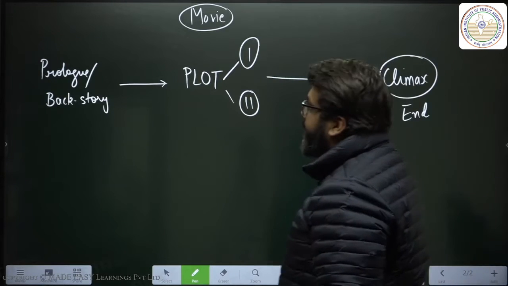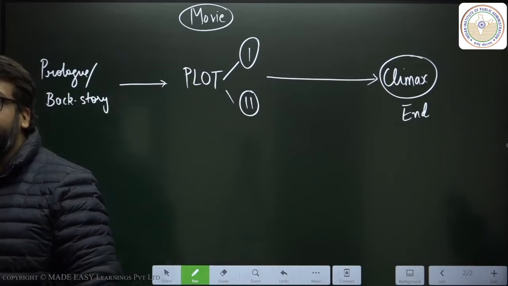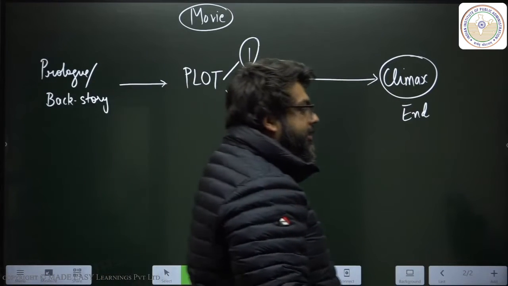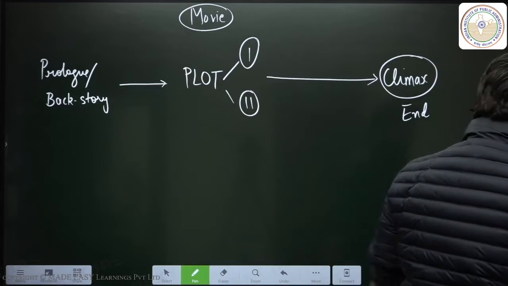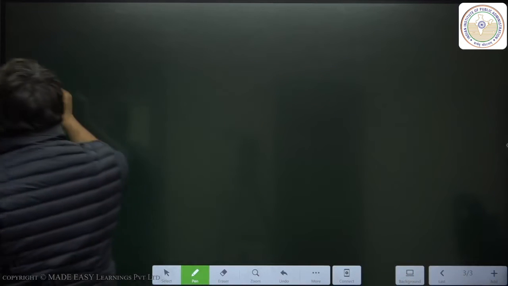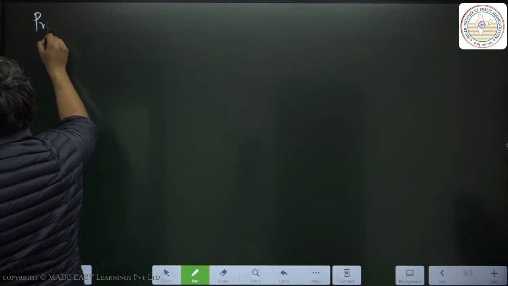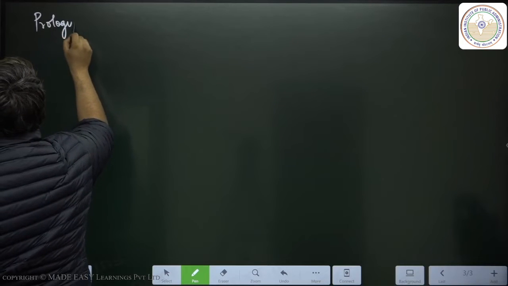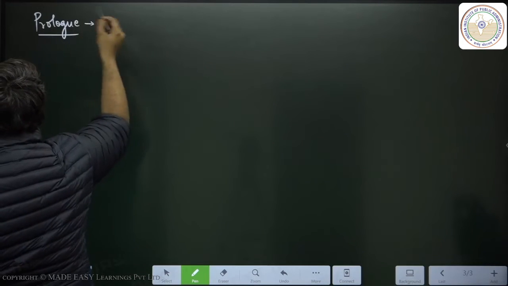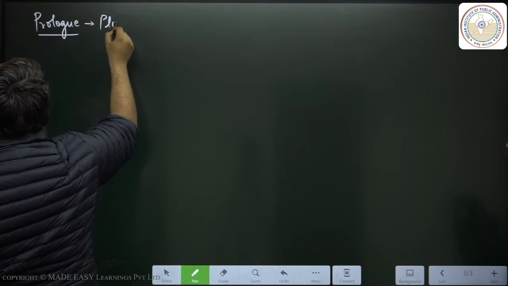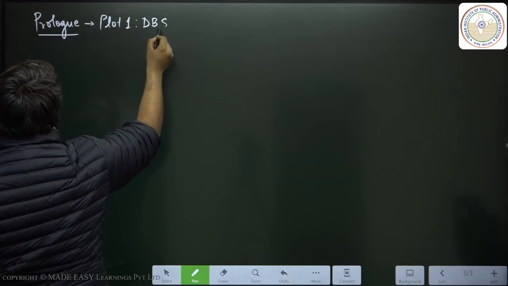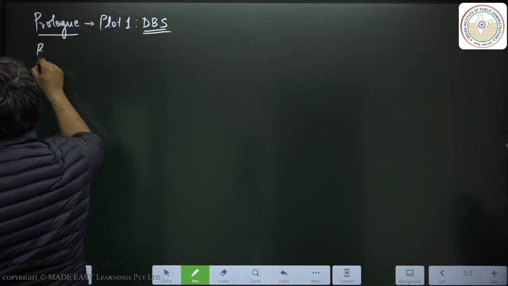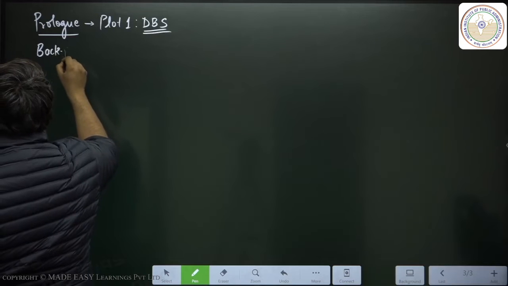So we're going to study it like we are English literature students trying to understand the whole concept of a movie, like we're doing a movie review. So let's understand the prologue which gives birth to plot number 1, which is the doctrine of basic structure. Let's understand the backstory.